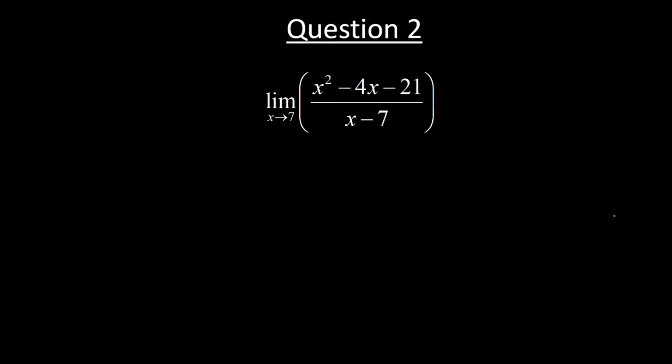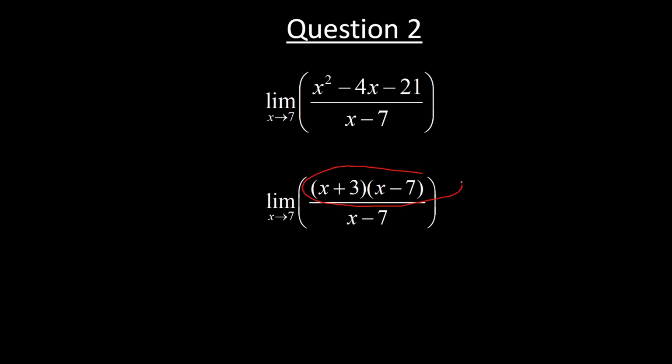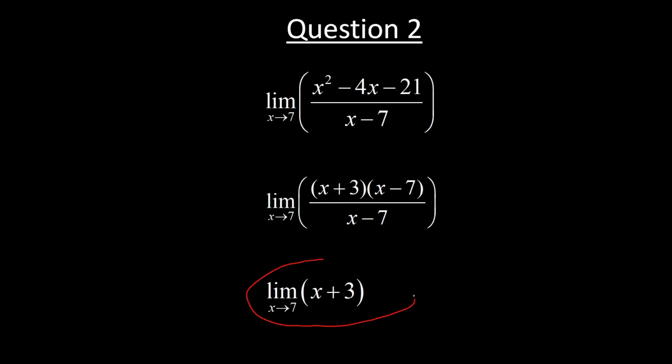So check out this one. What is this limit? Again, we're going to factor the numerator. And we can see now there's an x minus 7 that will divide out, and we're just left with x plus 3. We'll check our number again, see if it works. And it does, and we get our answer of 10.